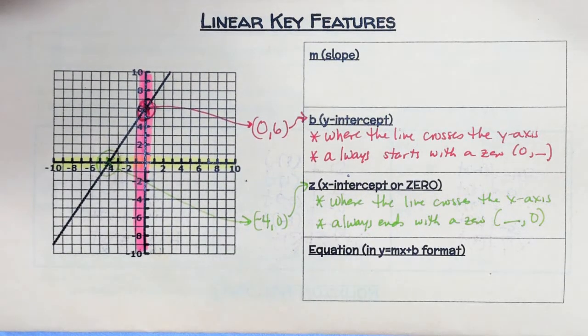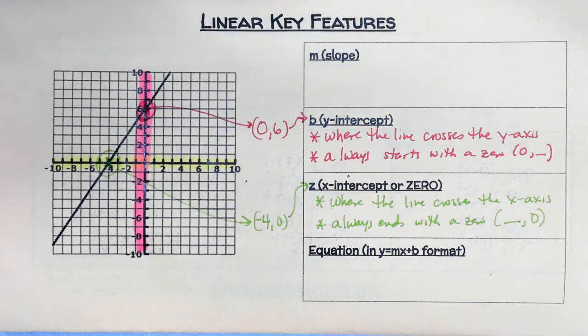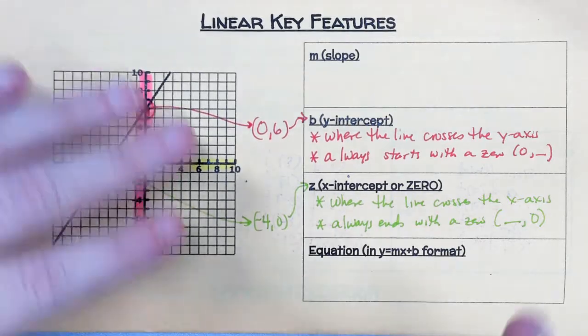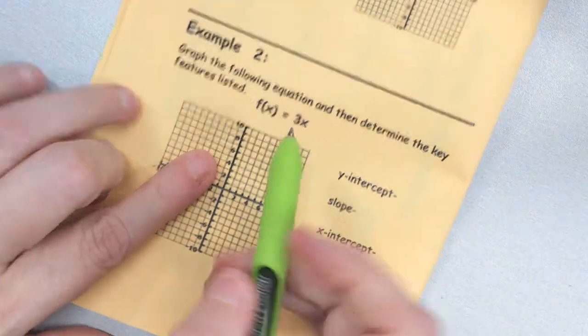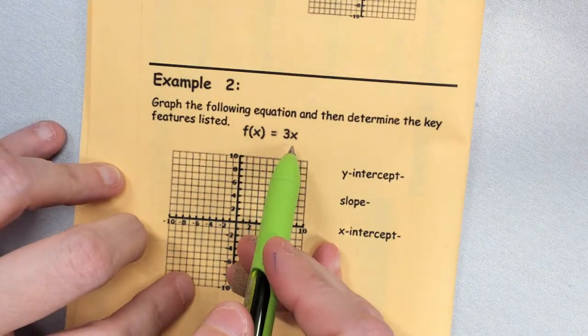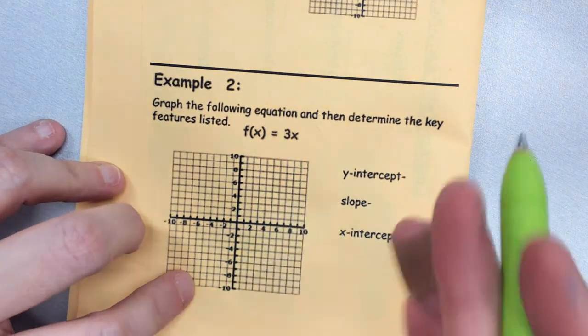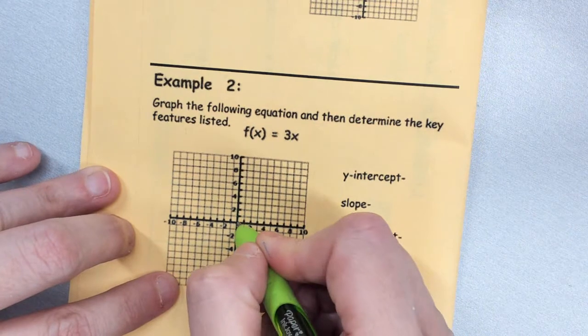Miss, what if it can start with 0 if it goes right through the origin? Well, that's a great question. If it goes through the origin, its x-intercept is (0, 0), and its y-intercept is (0, 0). Let me show you an example. Actually, we're going to do this one in a minute. When I have a function that's like a proportional direct variation, it does go through the origin.